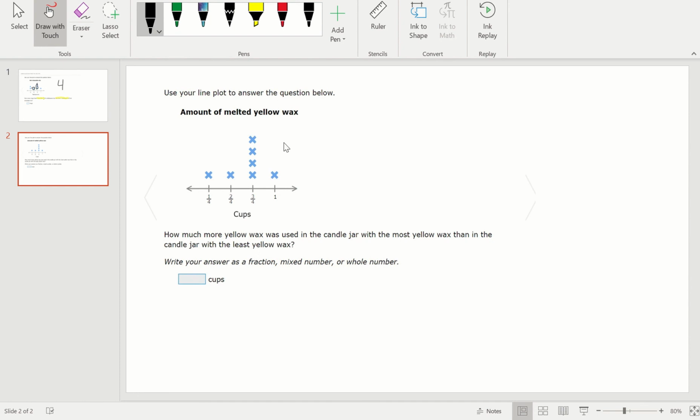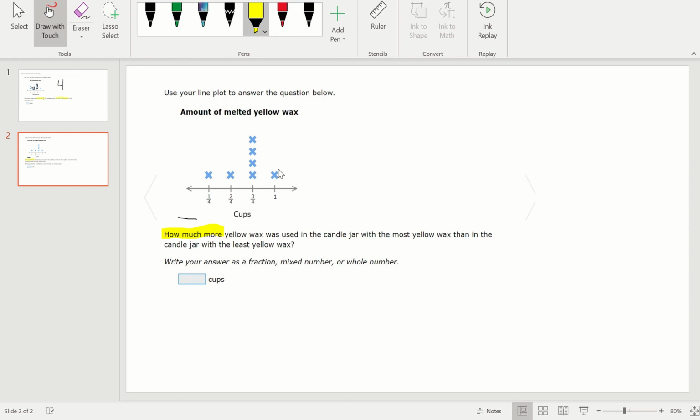The next question says, use your line plot to answer the question below. We're talking about amount of melted yellow wax. Okay? And so how much more yellow wax was used in the candle jar with the most yellow wax than in the candle jar with the least yellow wax? We can tell right here by this phrase that we're going to be doing an operation. And we know what operation it's going to be. How much more means that we're trying to find the difference. So that means we're going to be subtracting.